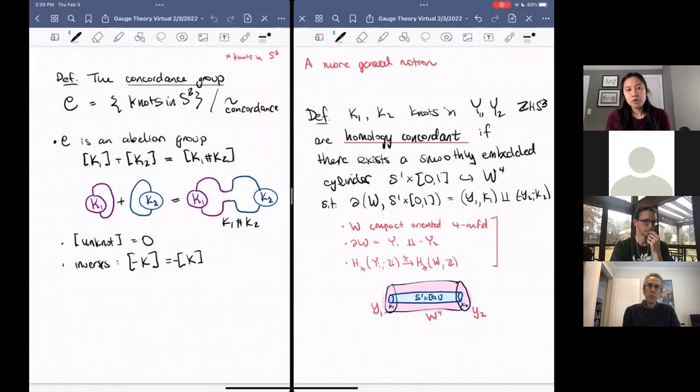So I'll take two knots, K1 and K2, inside of integer homology spheres, Y1 and Y2, and I'll say that they're homology concordant if, again, there exists some smoothly embedded cylinder, but inside of this four-manifold W, such that the boundary of the cylinder is the union of K1 and the reverse orientation of K2. And this four-manifold here, before we required it to be S3 times an interval, but now it's a compact oriented four-manifold whose boundary is the two three-manifolds Y1 and Y2. And the condition on homology is that the inclusions of each of the boundary three-manifolds induce isomorphisms on the homology of W. These conditions turn W into what's called a homology cobordism.